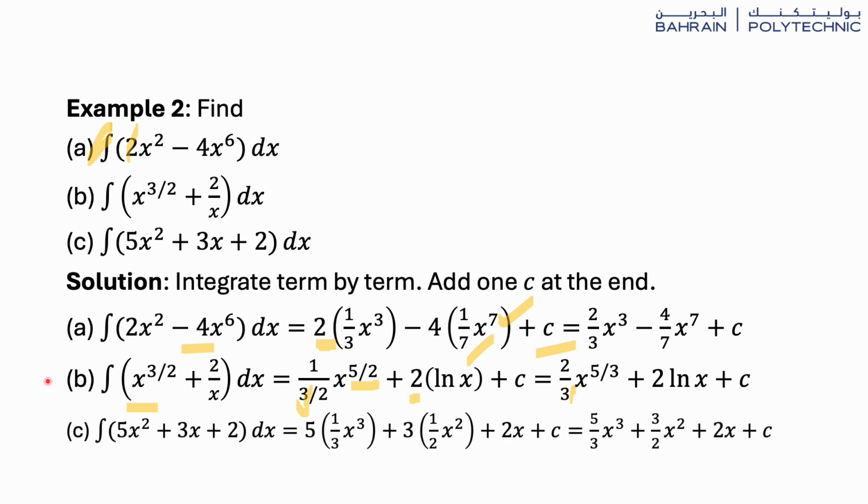For the last one, we have to do the same thing with the 3 terms. So 5 in front, x to the power 3 over 3, plus 3 x squared over 2, and plus 2 times x. So we will have 2x plus c.